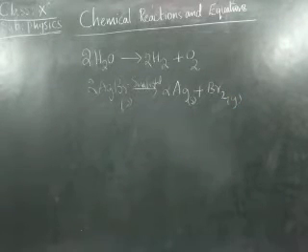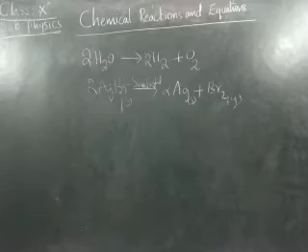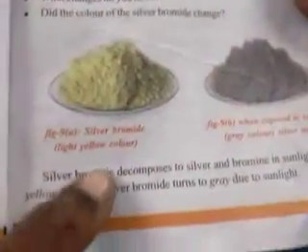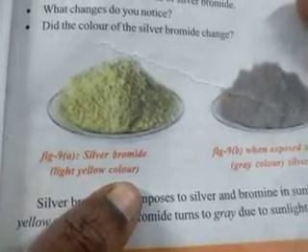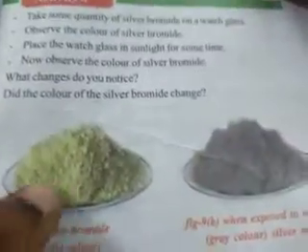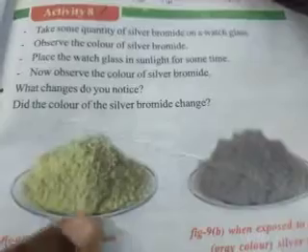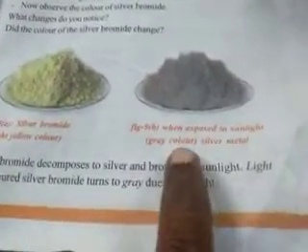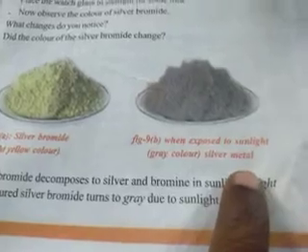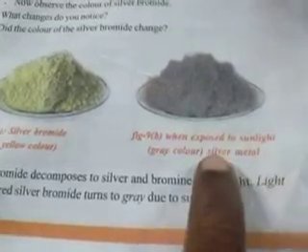Photochemical reaction means a reaction which takes place in the presence of sunlight. Here we can see, children, this is silver bromide, which is light yellow in color. When we place the light yellow silver bromide in the sunlight, it turns grey. When exposed to sunlight, it turns into silver metal. Therefore here we call this silver.